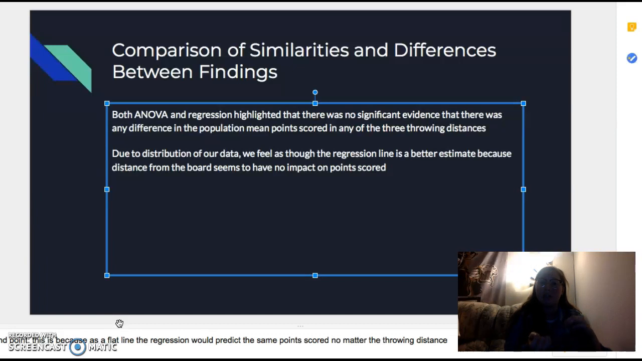And due to the distribution of our data, we feel like the regression line was the better estimate because the distance stood from the board and the points scored didn't have a relationship. It didn't really matter, so you could estimate that wherever the thrower stood, in this case Dylan, he would have a fair likelihood of always scoring the same amount of points.